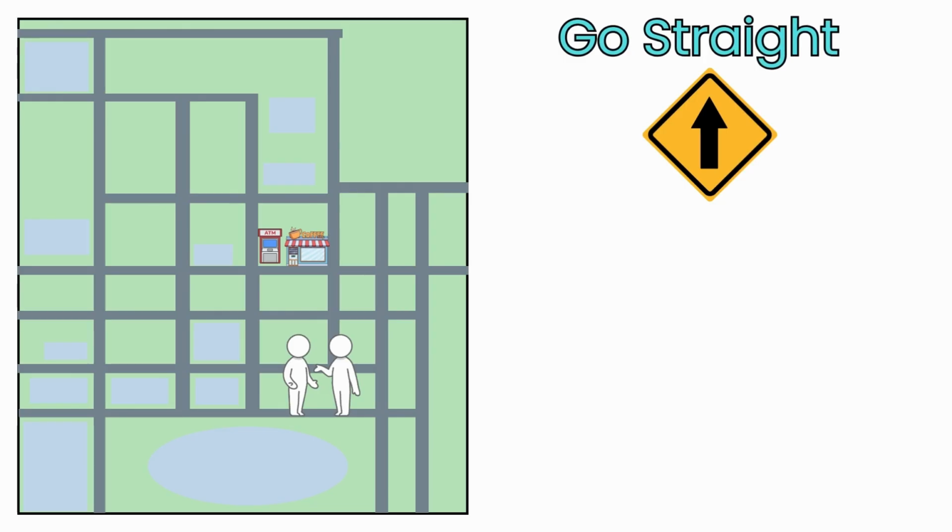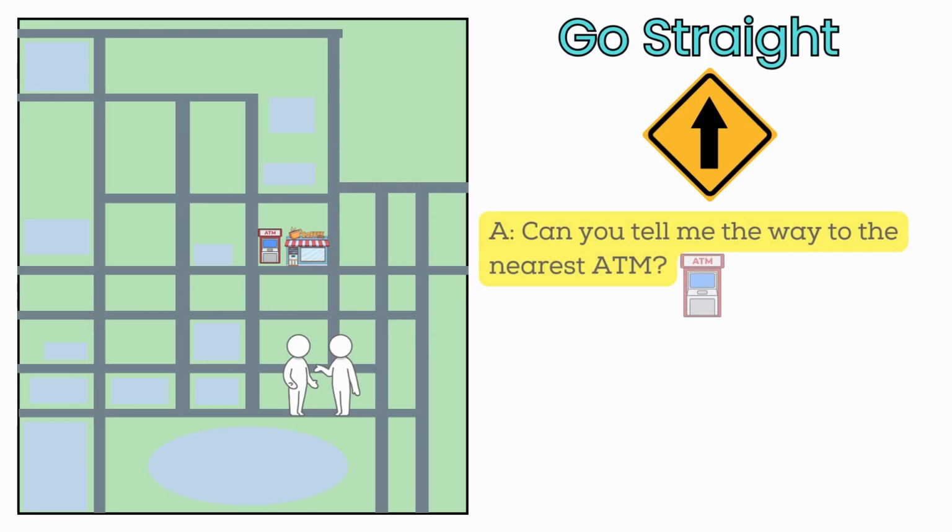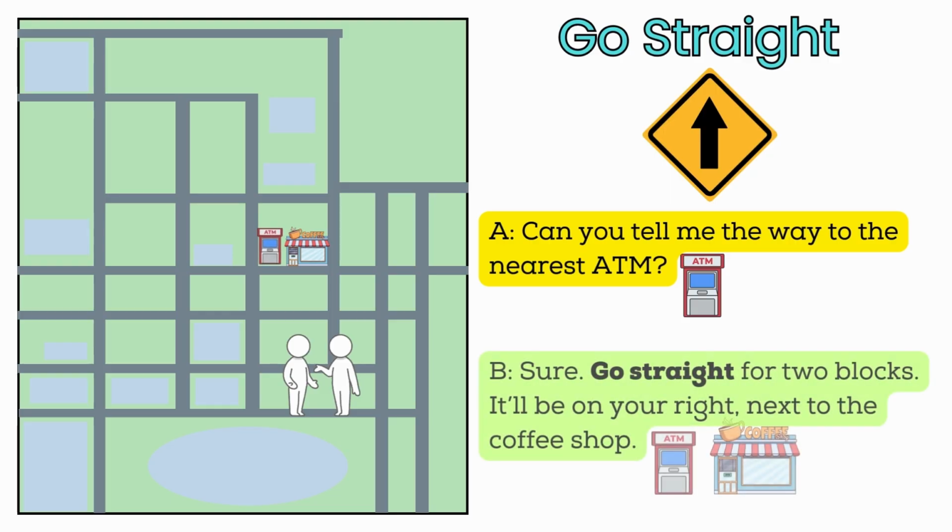Go straight. Can you tell me the way to the nearest ATM? Sure, go straight for 2 blocks. It'll be on your right, next to the coffee shop.